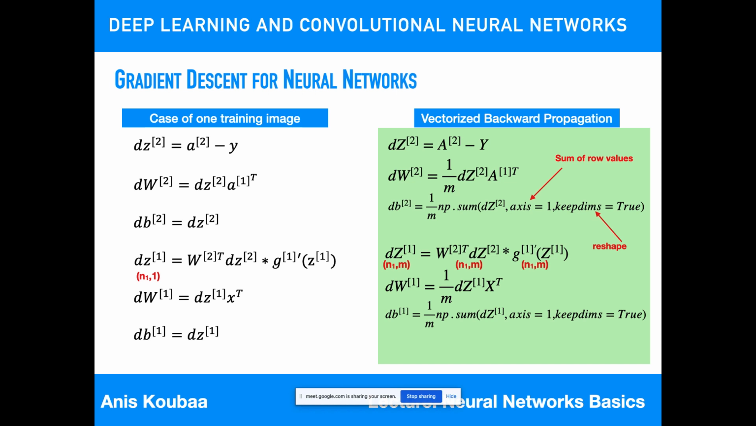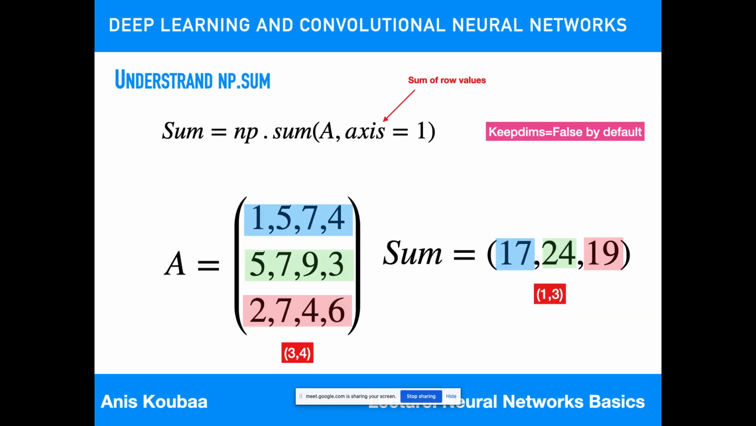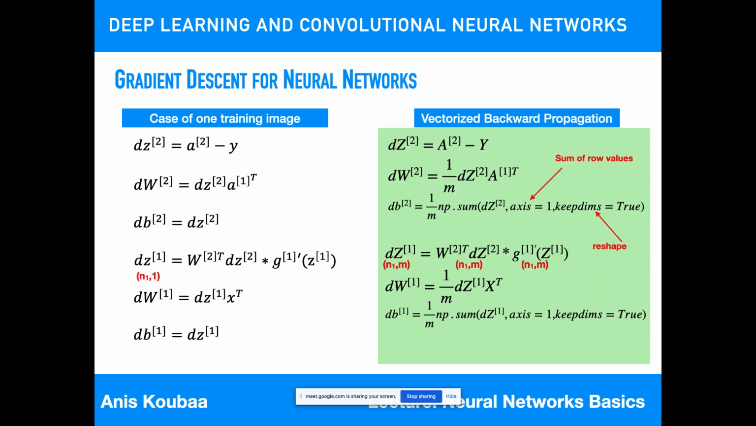Okay, so in the case of one training example, you can see that the derivative is nx by 1, and if you use m training examples, it will become nl by m. This should be nl by m.